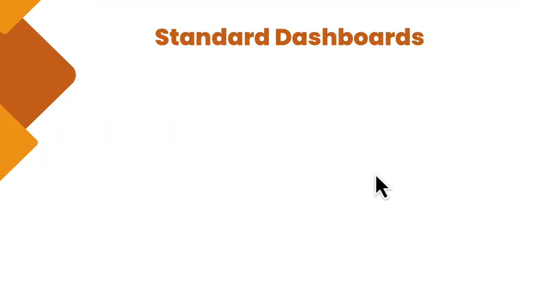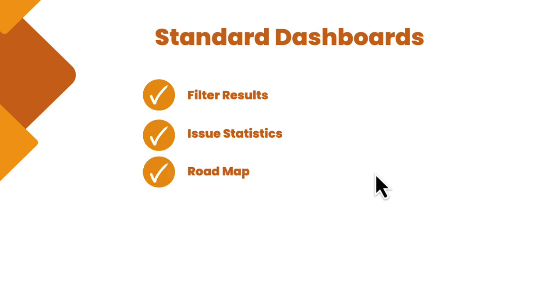The next thing is how to create a standard dashboard. That is, what all gadgets can be a part of a standard dashboard. Firstly, filter results. This gadget gives you an easy access to the results of commonly used filters. Issue statistics. This gives you a breakdown of the issues on a particular project so you can track workloads, flag bottlenecks in the system, and identify where you should allocate resources.